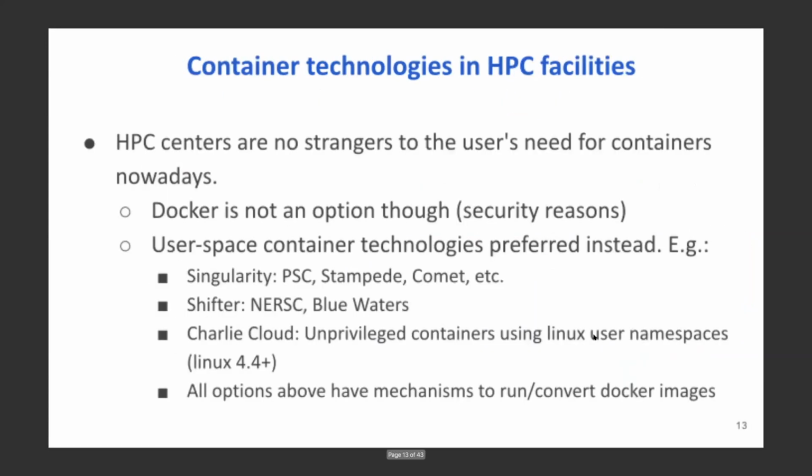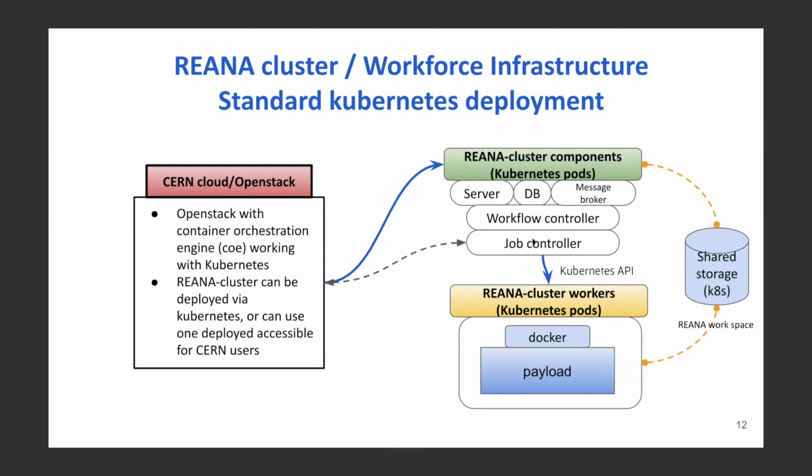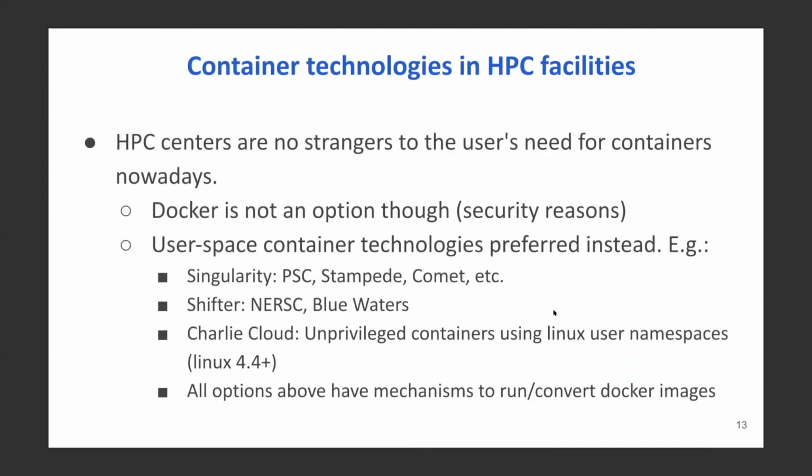Now, of course, we can't use this, especially this part that goes from the job controller and schedule workers through Kubernetes, on HPCs. And there are other things also, like HPCs often don't support Docker because of security reasons, but they provide other alternatives like user space container technologies like Singularity, for example, which is available in many HPC centers like the Pittsburgh Supercomputing Center or Stampede, Comet. There is also Shifter at NERSC.